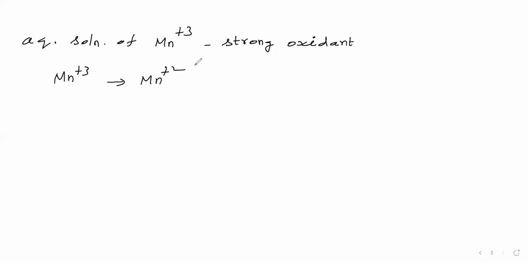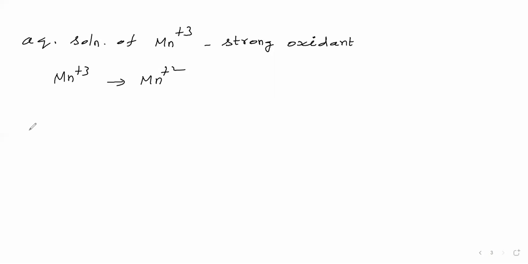Aqueous solution of Mn plus 3 acts as a strong oxidizing agent. What does it mean? It is an oxidizing agent, which means it undergoes a reduction. It undergoes a reduction like this. Here partially filled, here half filled. Therefore, it acts as an oxidizing agent.